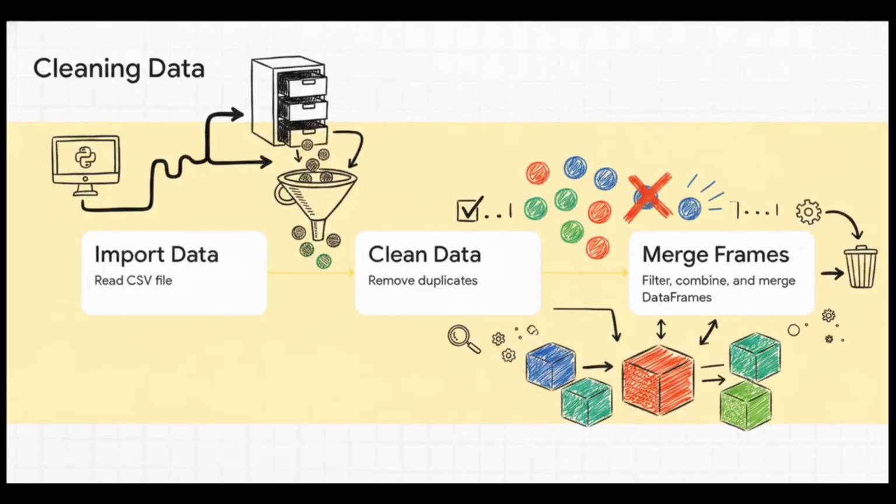As you probably know, real-world data is rarely perfect. Actually, scratch that. It's usually full of missing commas or just weird formatting. So step 1 of the cleaning process is simply bringing that messy data in by reading a CSV file. Step 2 is scrubbing out the duplicates so we don't accidentally count the same information twice and totally skew our results. And step 3 is where the real magic happens, filtering out all that noise and merging multiple data frames together to create one single master data set.